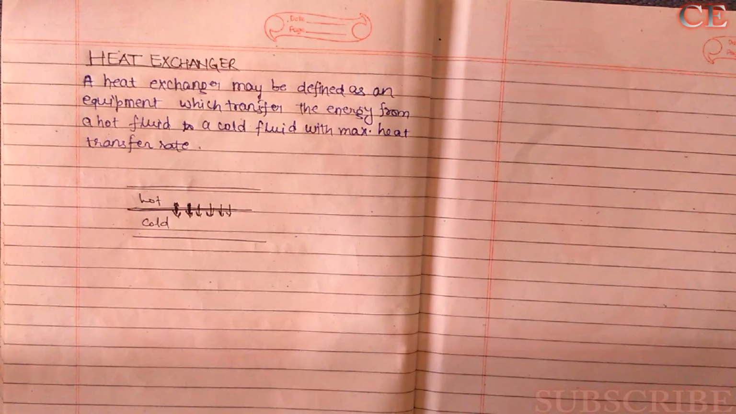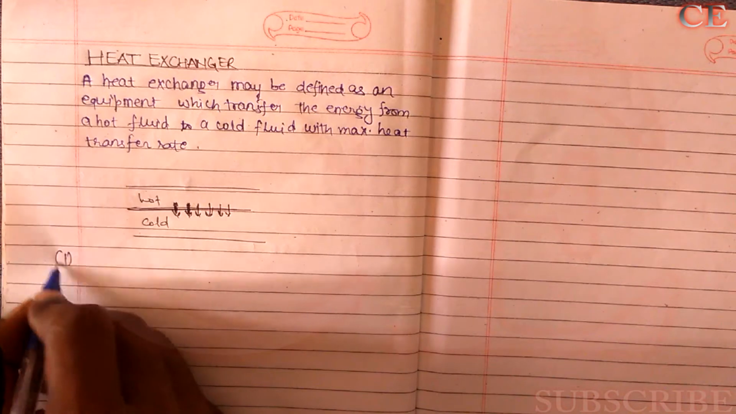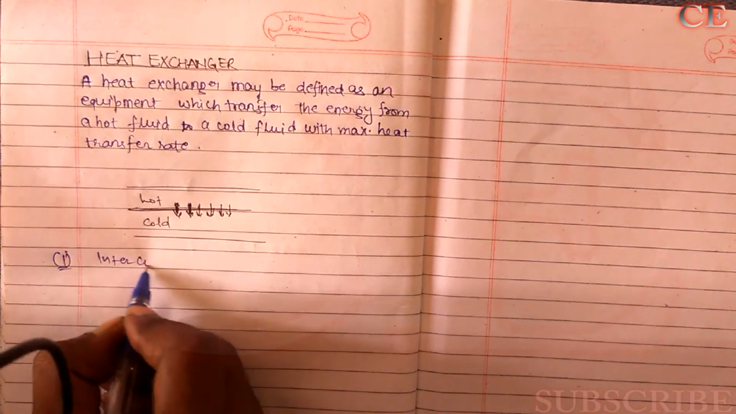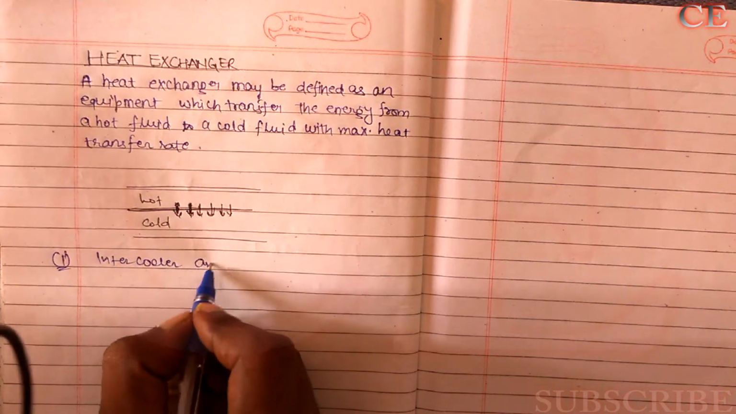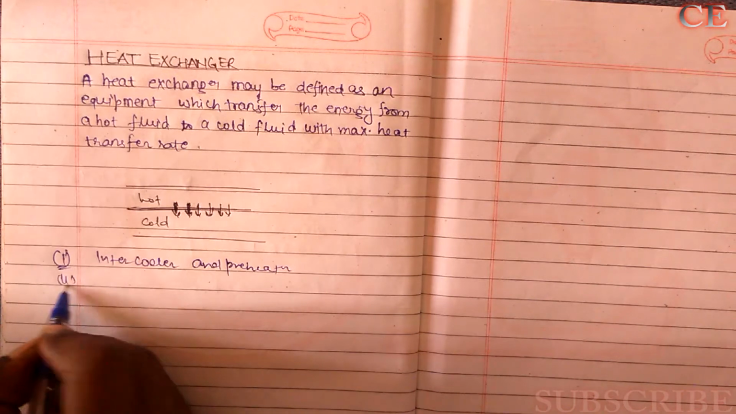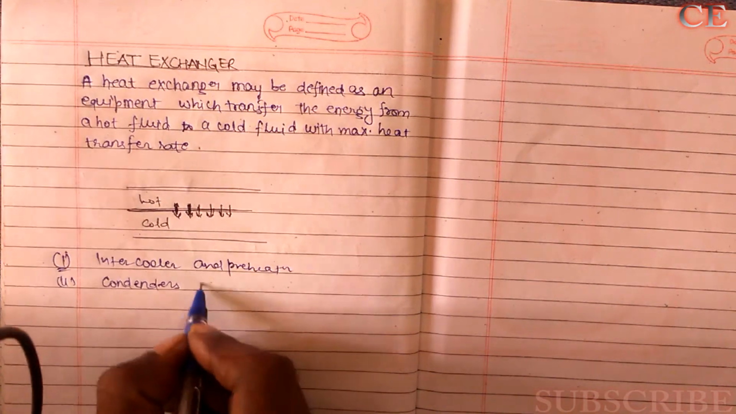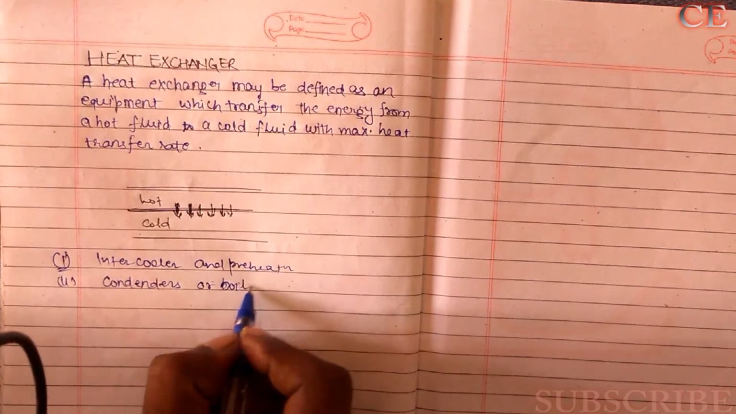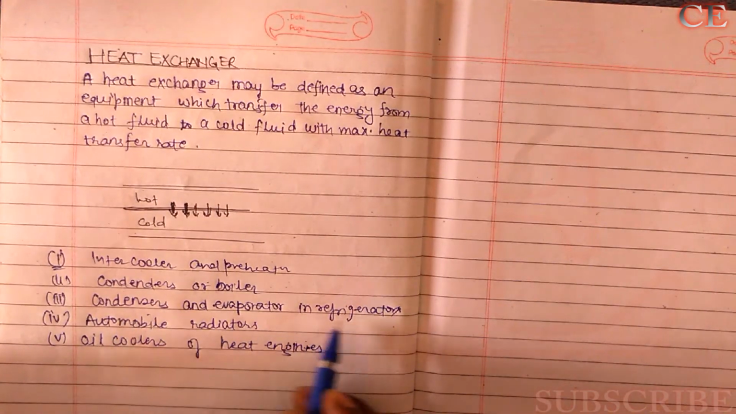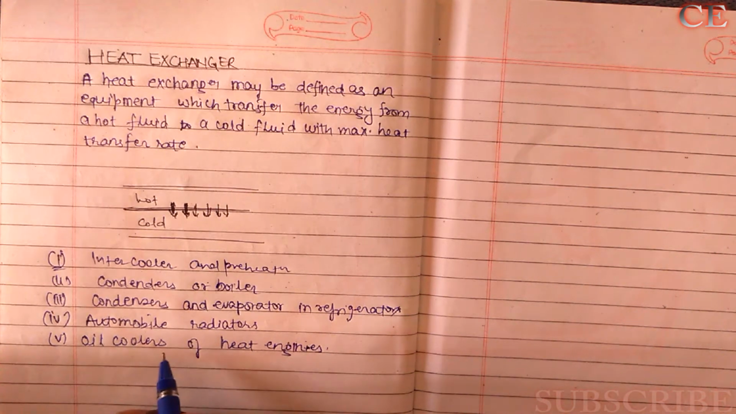Now we'll see several types of heat exchangers. Some examples of heat exchangers are, first of all, intercoolers or preheaters. You have seen them, intercoolers and preheaters, or second, condensers or boilers. Okay, so these are some examples. Condensers and evaporators, automobile radiators, oil coolers, milk pasteurizers, etc.